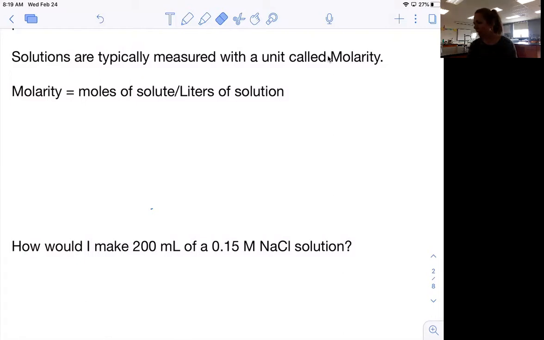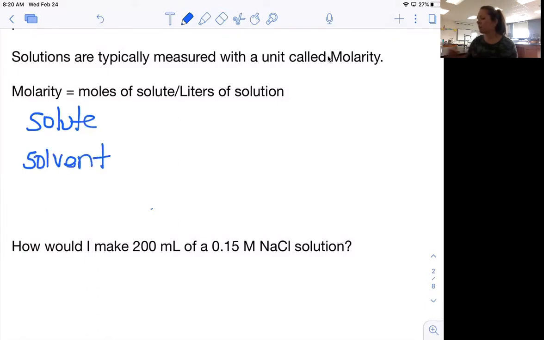A couple things about that. As you know, but we'll just review, there are 2 parts to every solution. There's the solute and the solvent. The solute is the substance that's being dissolved. Typically, it is the substance that is present in a significantly smaller quantity. The solvent is the substance doing the dissolving. A lot of times it's water, okay?